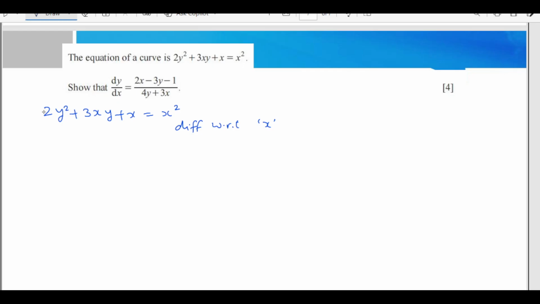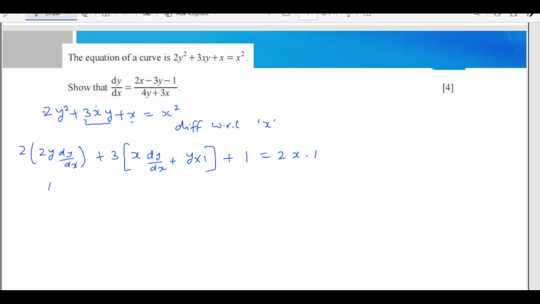When we differentiate with respect to x, we will do it on both sides. So this first one, 2 remains as it is, and we have 2y dy over dx, right? Then plus 3 is outside. Here in the second term we have two terms, so we will use the product rule. So the first function x as it is, dy over dx, the derivative of the second function, then plus y as it is and the derivative of the first function, that is x, so the derivative of x is 1, right? Then plus we have the derivative of x, that is 1, equals to, on the right hand side it will be 2x, then the derivative of x, that is 1, right?